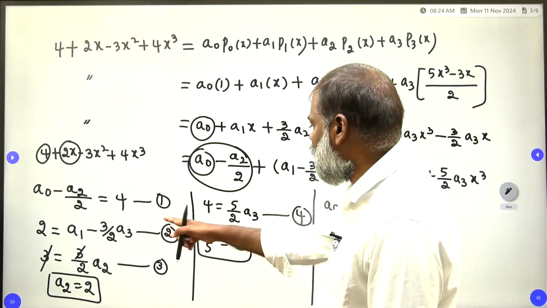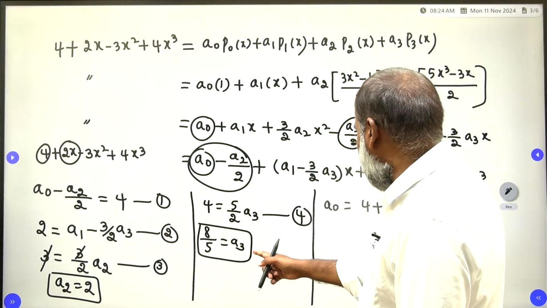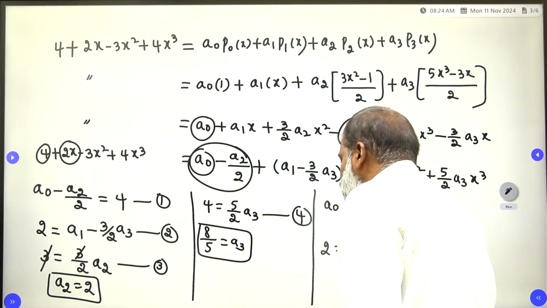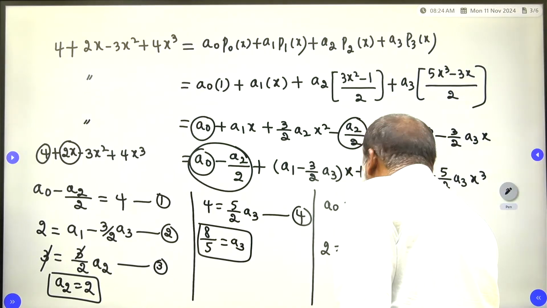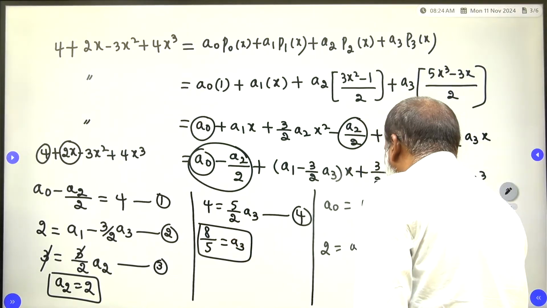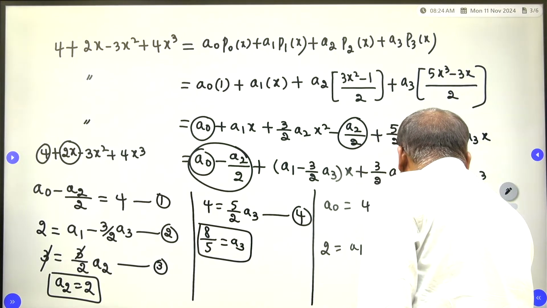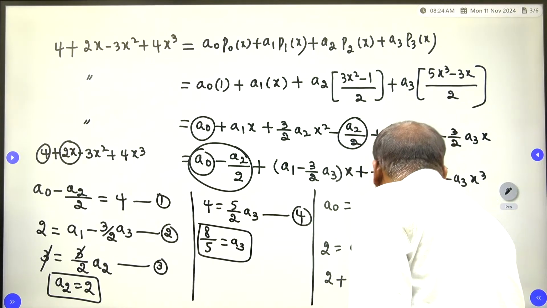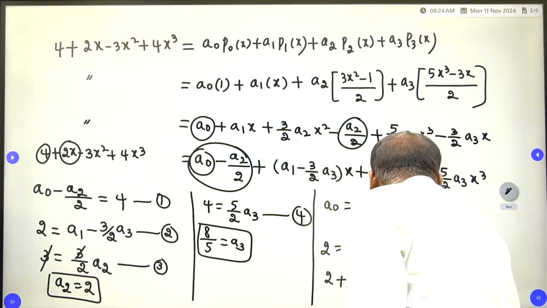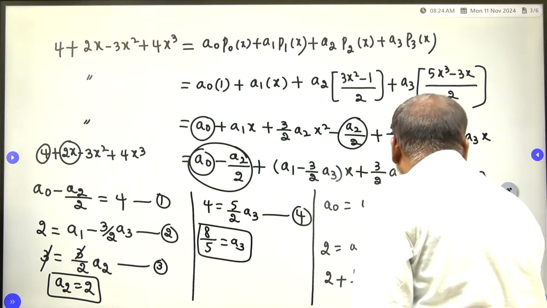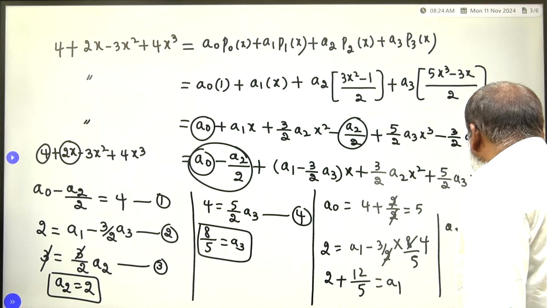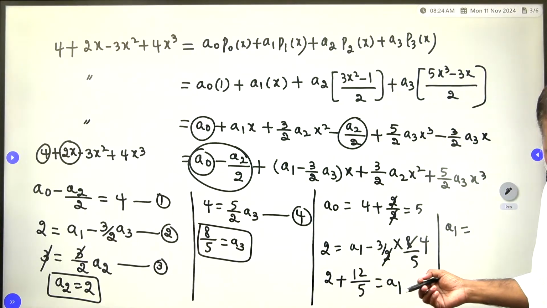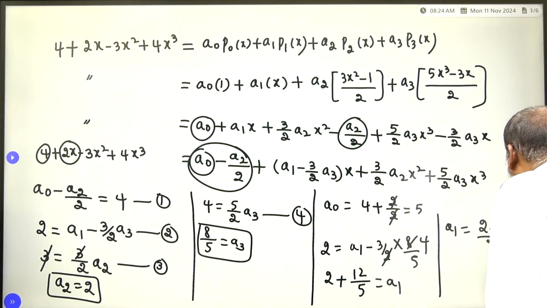Now we got a2, a3 and a0, and the a1 value we need to calculate. 2 is equal to a1 minus 3 by 2 into a3. a3 is equal to how much? 8 by 5. 2 and 2 cancel, 2 and 4. So now you have to calculate 2 plus 12 divided by 5 is equal to a1. From this, a1 is equal to 5 times 2 is 10, 10 plus 12 is equal to 22. 22 divided by 5 it will come.